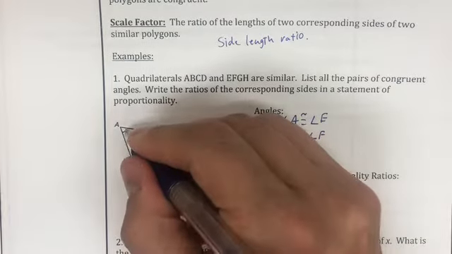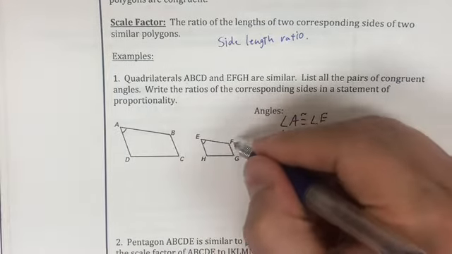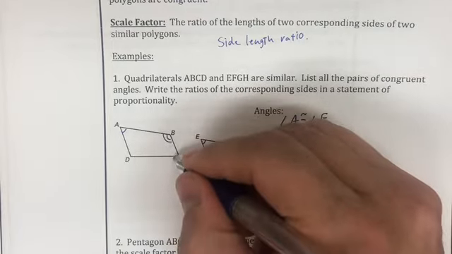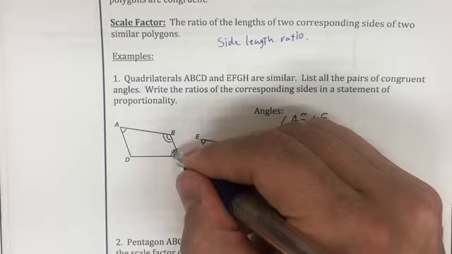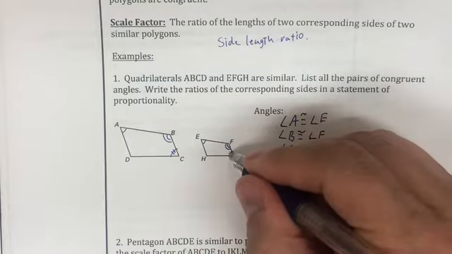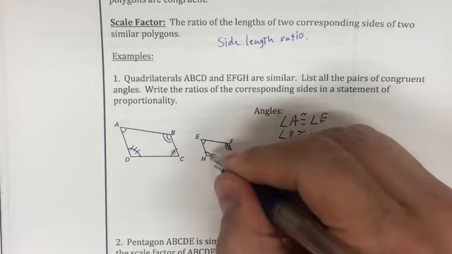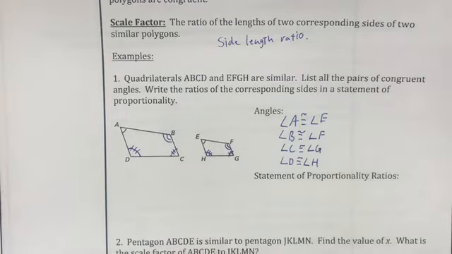Now I'm going to mark those as well with some tick marks. A, E, F, B I'm putting 2. C I'm going to actually use a different type of marking with some dashes. And D, 1, 2, 3. D, 1, 2, 3 for H. Those angles are congruent.